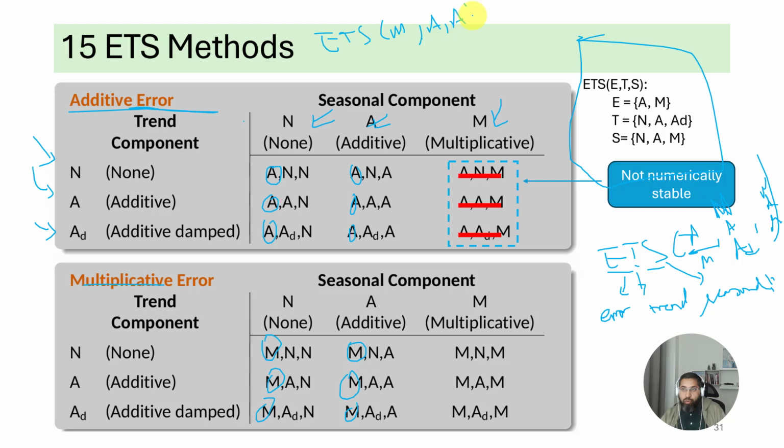MAA, so what was my error? You'll say, oh, M, multiplicative error. Did I have trend? Yes, you had additive trend, but not dampened trend. It's not AD. Did I have seasonality? Yes, you had additive seasonality. Okay, so you need to be able to know.